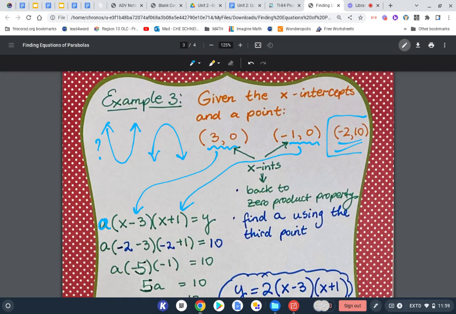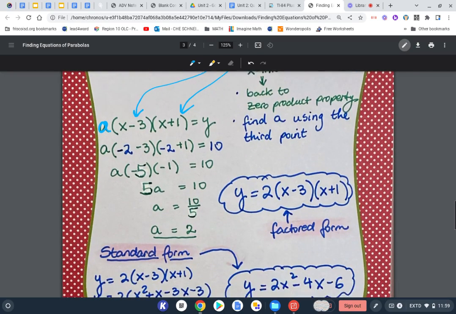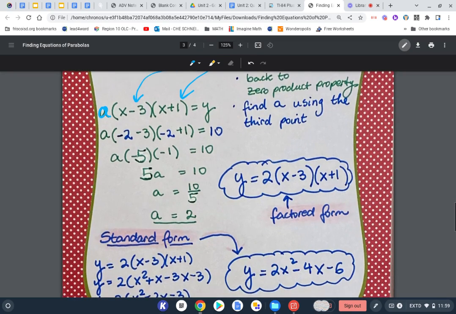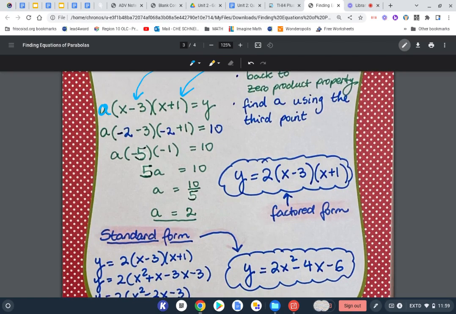Do I care where it's at? No. It could be the y-intercept. It could be any point on the parabola. But I need that point to find a. Okay? And I'm going to do that. I'm now going to replace my x and y. And notice I'm now able to find a. a is 2.